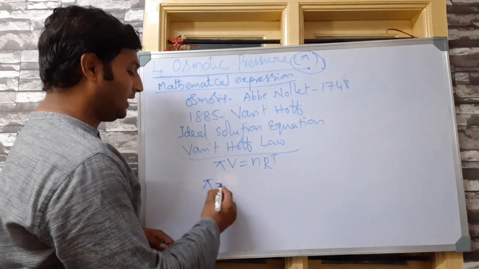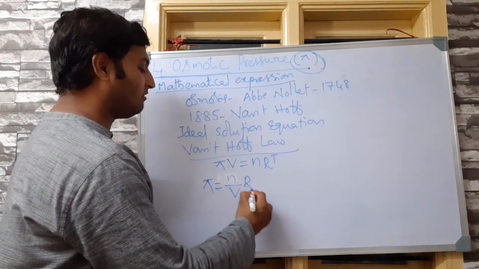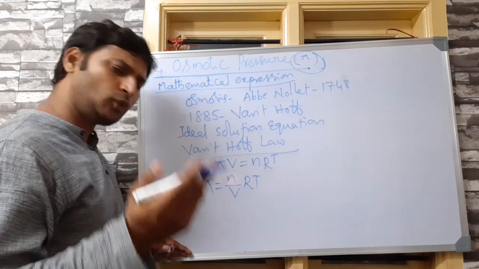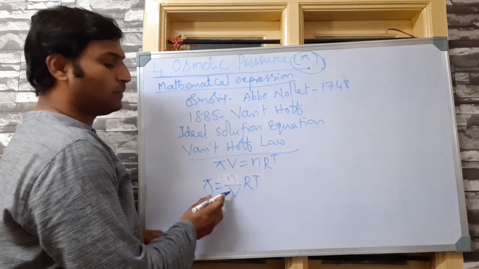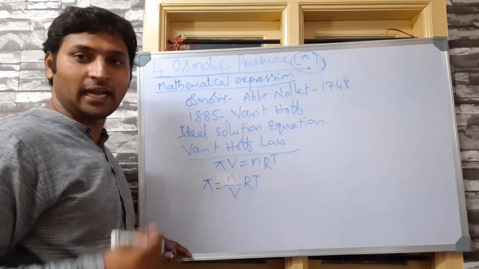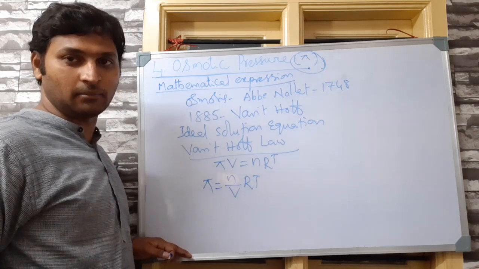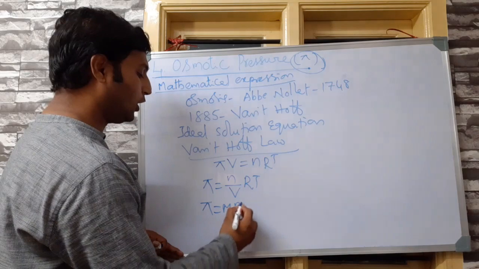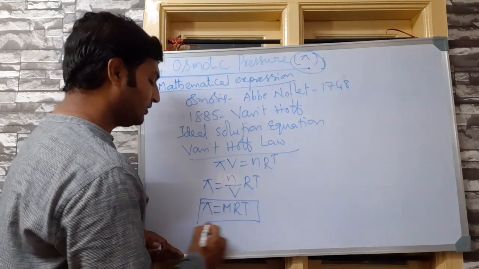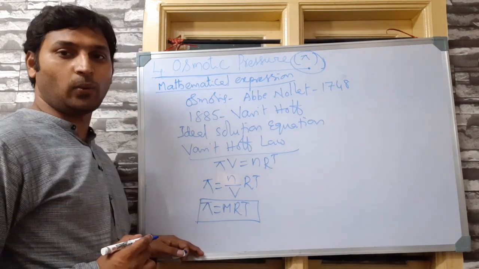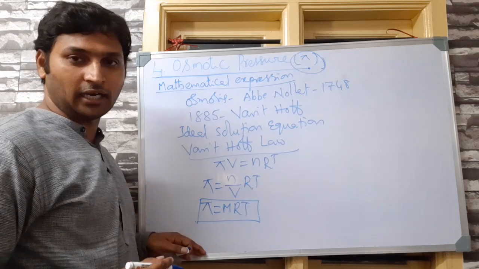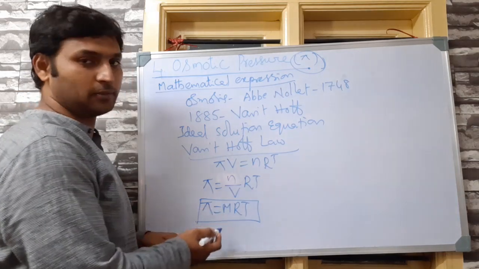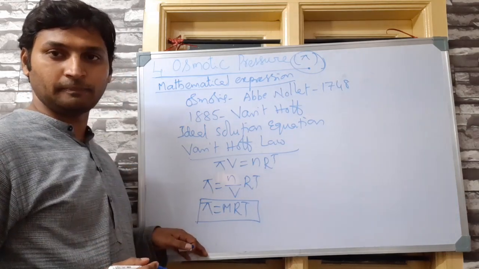Now I can write pi is equal to n by V into RT. You know very well, number of moles per unit volume is nothing but molarity. Number of moles per liter is nothing but molarity. So I can finally write pi is equal to CRT, where C is the molarity. This is the Van 't Hoff equation for expressing osmotic pressure. This is the mathematical expression for osmotic pressure.